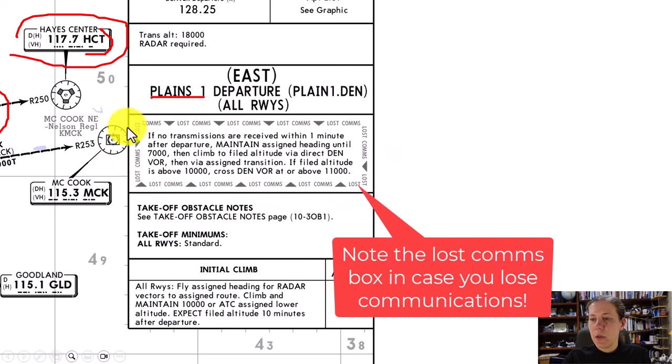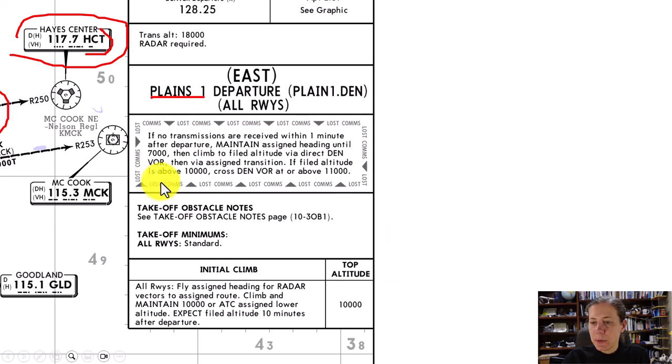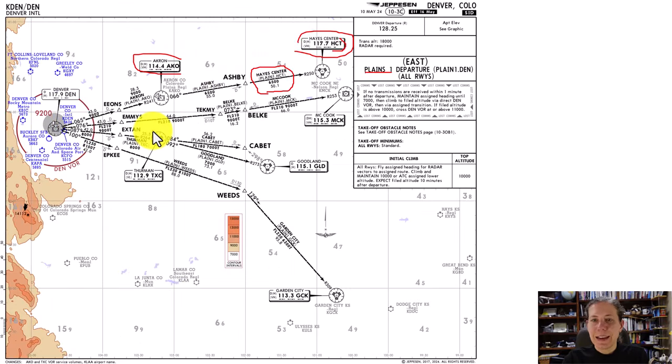Everybody needs to know this, lost communications. So if you don't get any transmissions from ATC within 1 minute after departure, this is what they want you to do. Maintain your assigned heading till 7,000. Then you're going to go direct to VOR, going up to your filed altitude. Then your assigned transition. This is essentially to make sure you're not going to run into anything, because we have terrain around here. And so we have a specific lost comms box. Always take a look for those, because that's going to answer a lot of what I need to be actually doing.